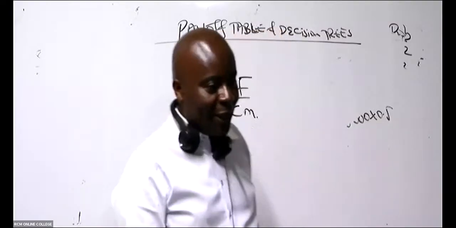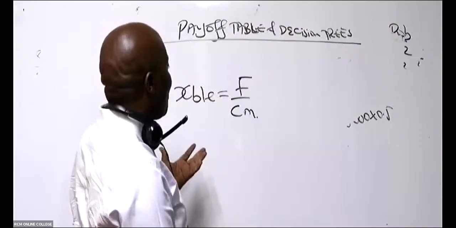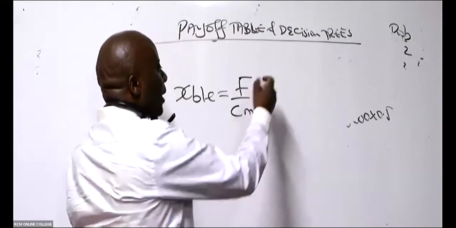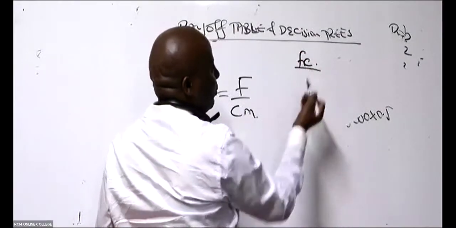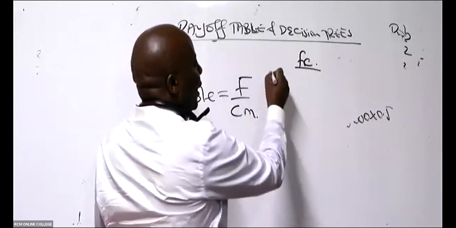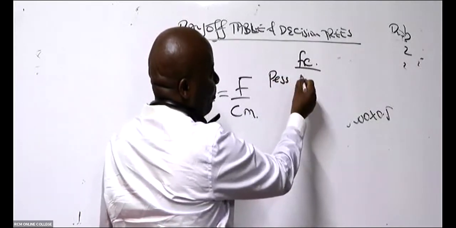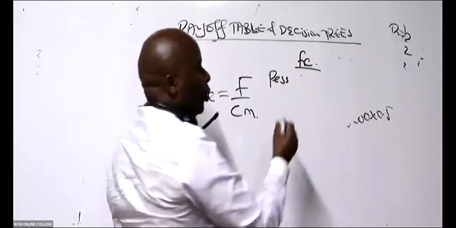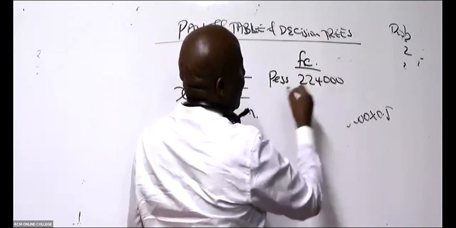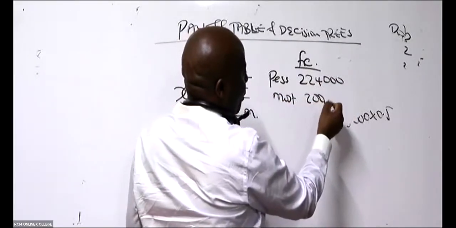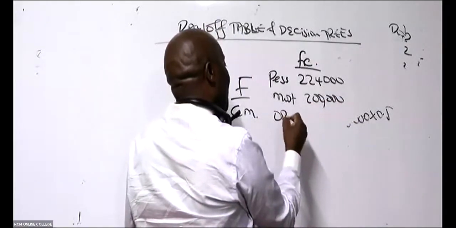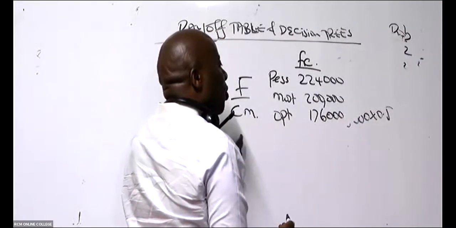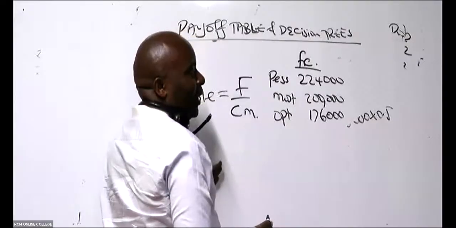Now listen, let me help you, right? So ladies and gentlemen, should we charge a price of 17 shillings? Do we know how much fixed costs are going to be incurred? No. There are three possibilities. Under pessimistic, what was the fixed cost? 224,000. Most likely, 200,000. Then we have optimistic. We don't know. If we charge a specific price, we don't know which fixed cost will be incurred.